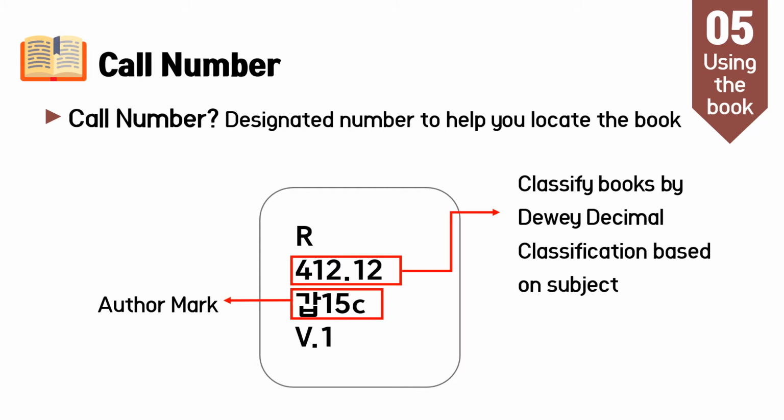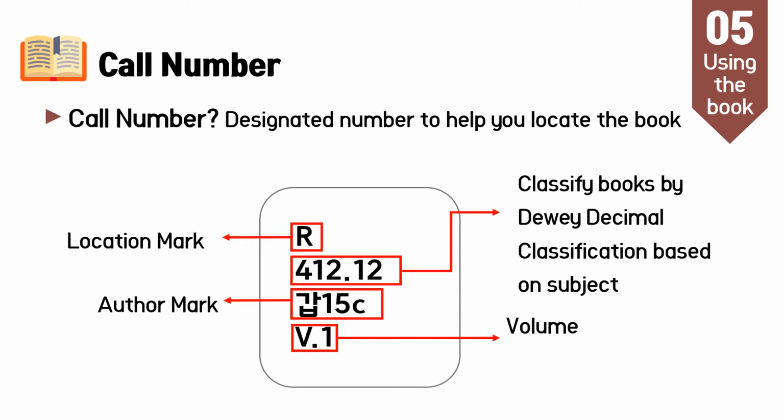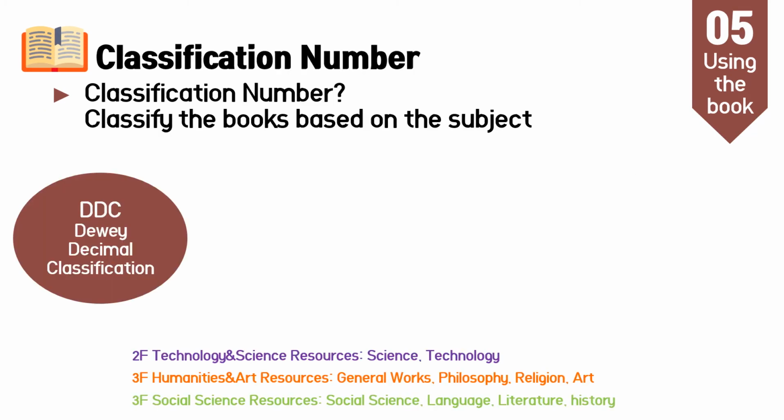COP is the author's last name, and C is the first letter of the book title. Volume 1 refers to volume number. R refers to reference such as a dictionary. For serial publications such as magazine, P is used. Books marked with R or P are not available to check out. Let's take a look at classification number.